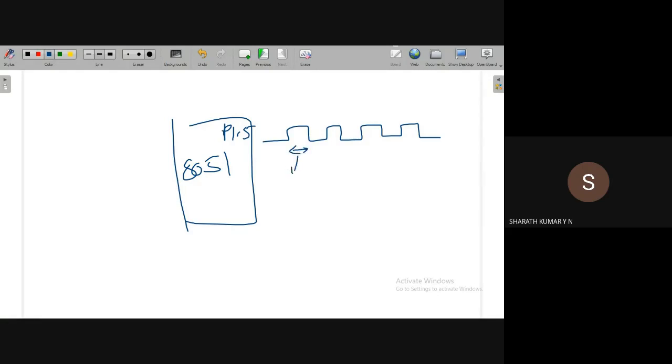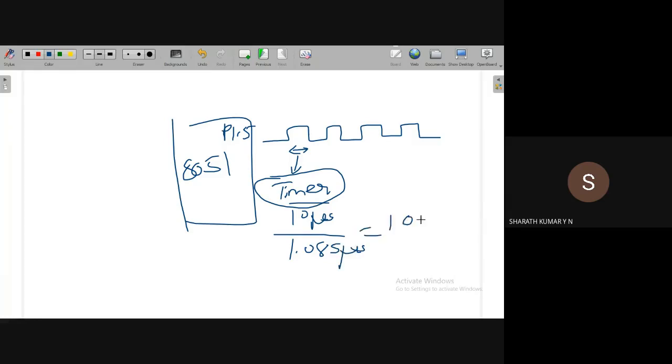One is using the timers. Timer with some initial count, that we understood in the last class. If a delay is given, for example, let's say this delay is 10 microseconds, how to calculate the initial value to be loaded to the timer to generate this delay? Divide by 1.085 microseconds. Let us say we get approximately 10, a little less than 10 anyway. 10 clock pulses to be counted to generate 10 microsecond delay.